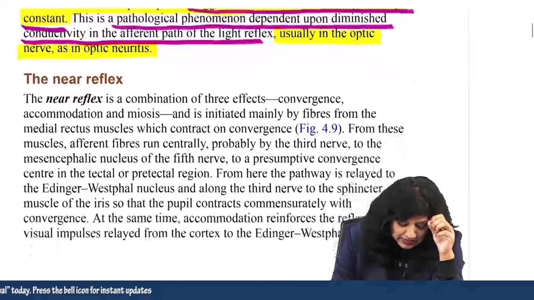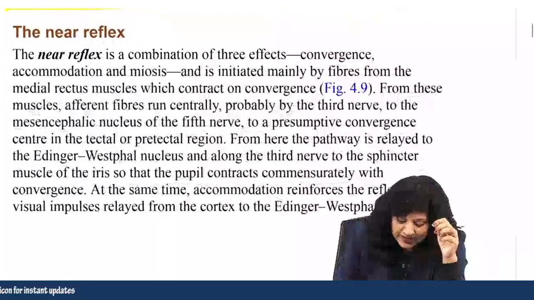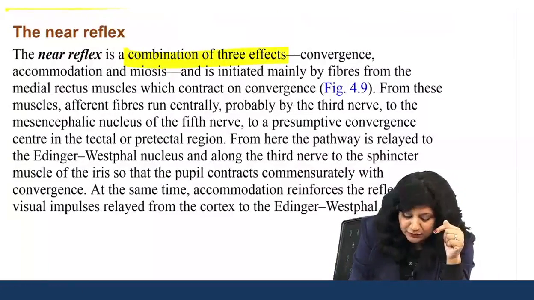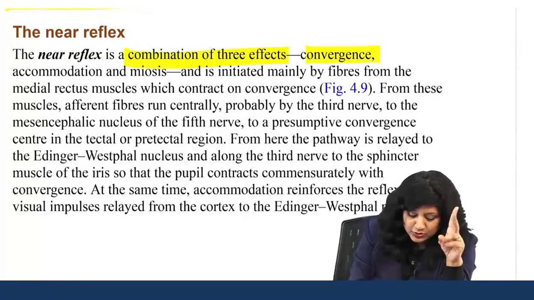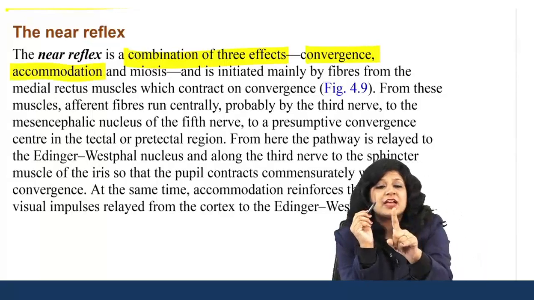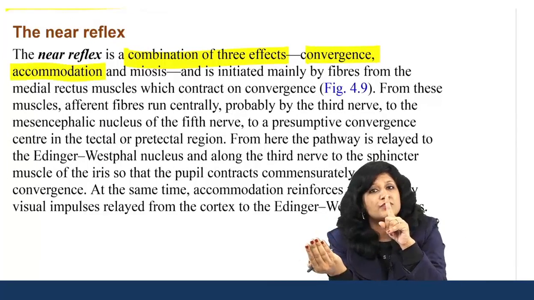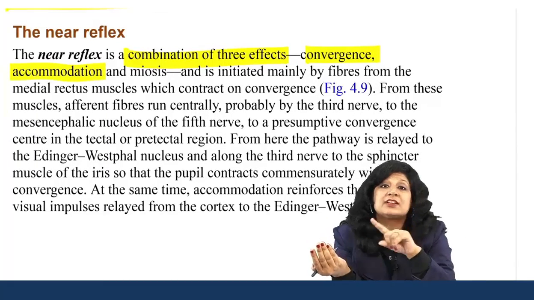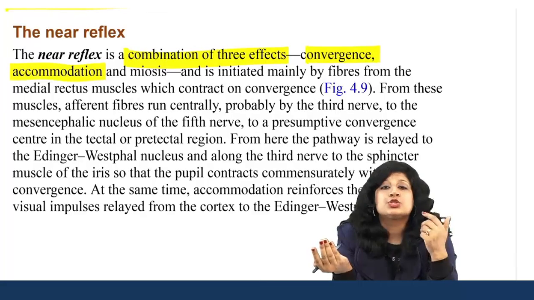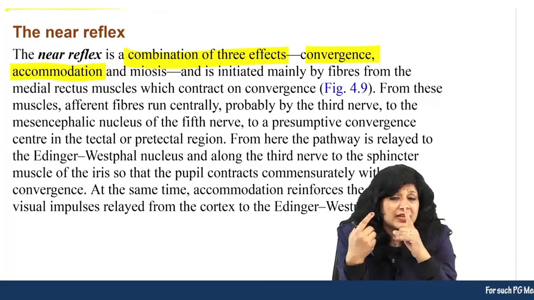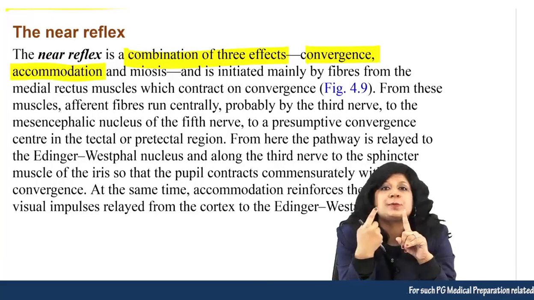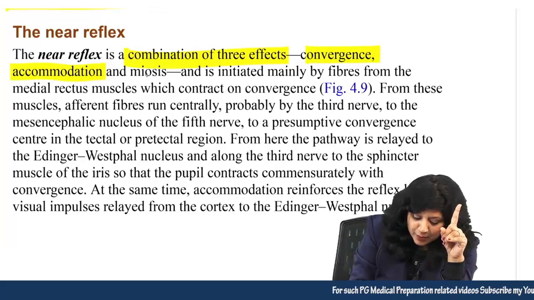Then another reflex is your near reflex. Near reflex is actually a combination of three effects. You have convergence, you have accommodation. Now whenever we are converging, it leads to constriction, so we have miosis, but a part of it is affected by accommodation, as I always say. Because when you are bringing the object very, very close, it will stimulate accommodation. So I will have convergence, accommodation and miosis.